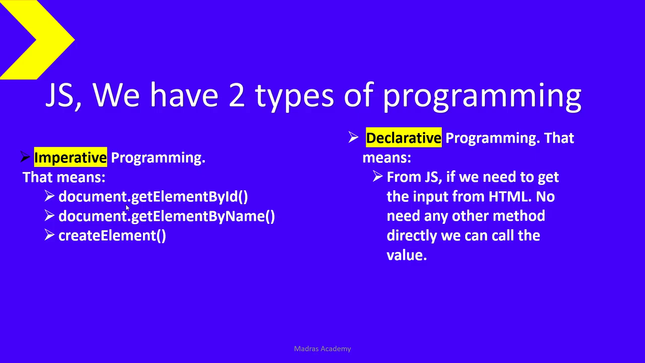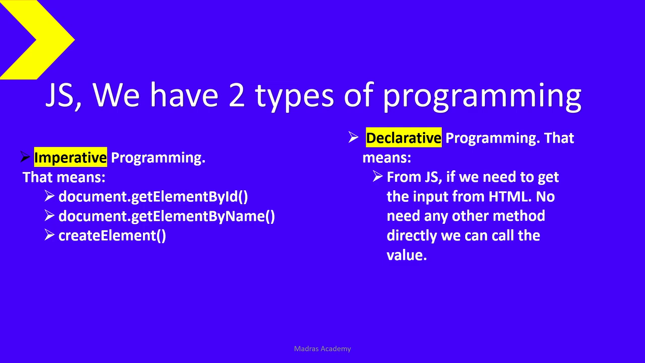If I'm going to create a front-end application, I have one text box and I enter a value. When I click the submit button, I need to get the value into JavaScript. So using the ID or name attribute, we need to get the value in JavaScript. At that time, we need to use document.getElementById or document.getElementByName. Using this method, we get the value. Without this method, we are not able to get the value from HTML to JavaScript.